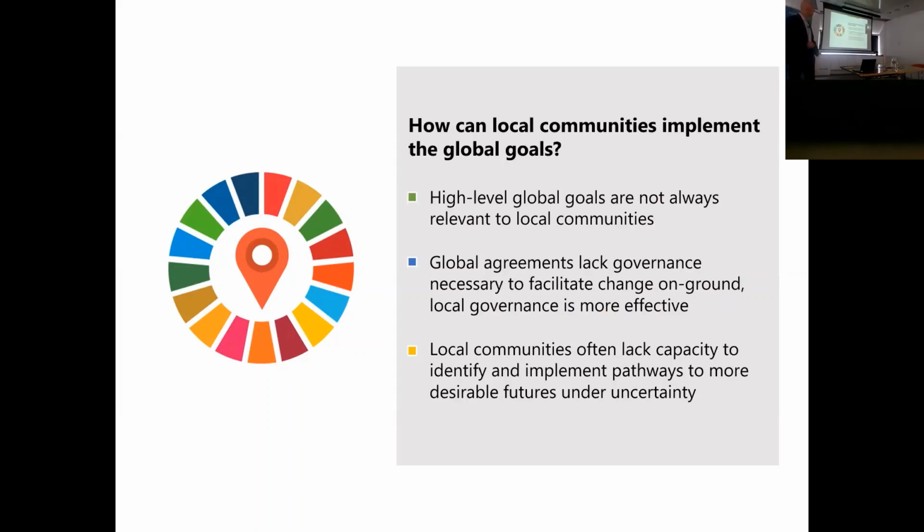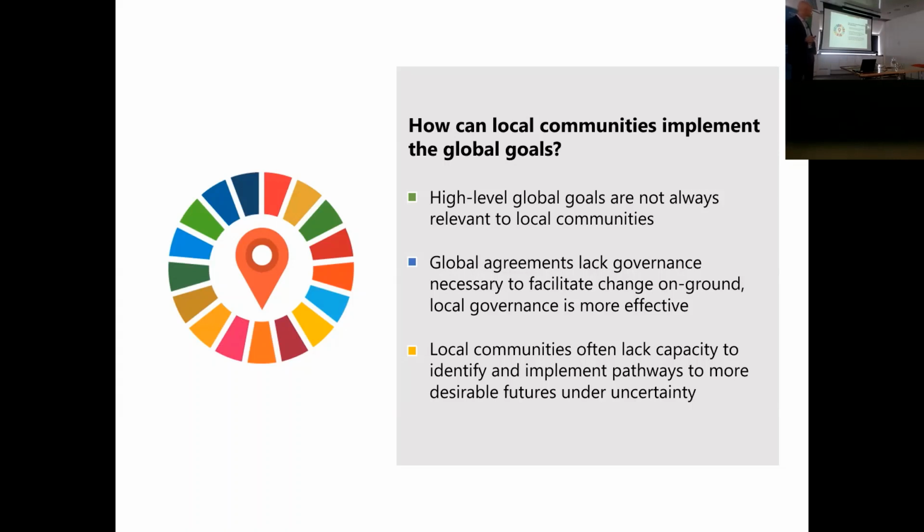So how can local communities achieve the global goals? So high-level goals are not always relevant to local communities. Depending on the context, it's very context sensitive, very heterogeneous. Every community is different. Every community perceives different goals to be important for them, depending on the local environment, local industry, socio-economic context, demographics, and so on.